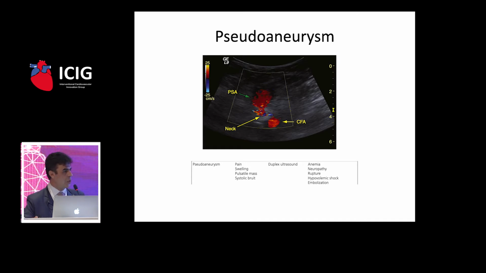If you leave them for 6 weeks, they usually resolve on their own, but the ones which need treatment, we have a multitude of ways, including thrombin injections, surgery, or the previously mentioned, not much used now, compression therapy.